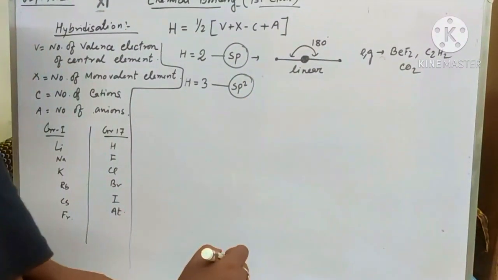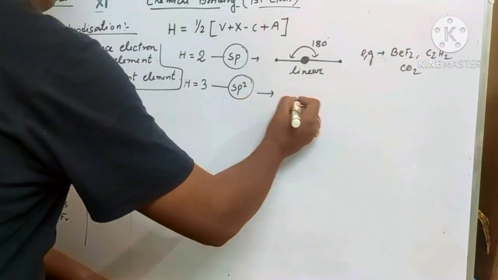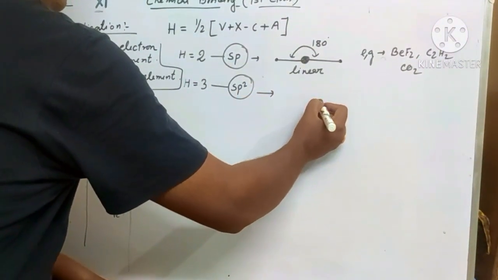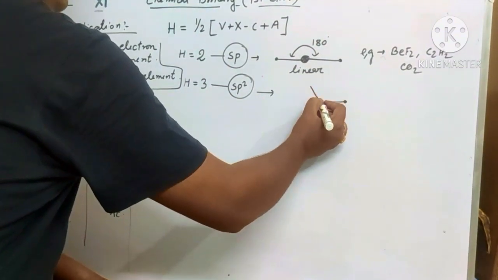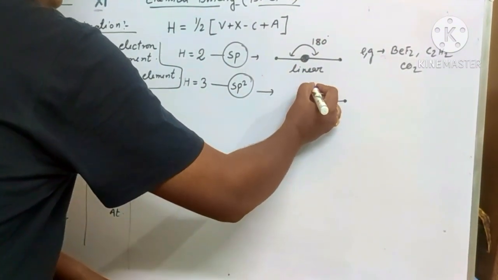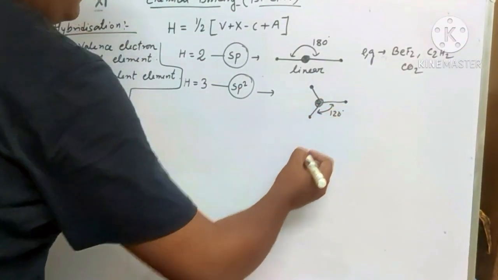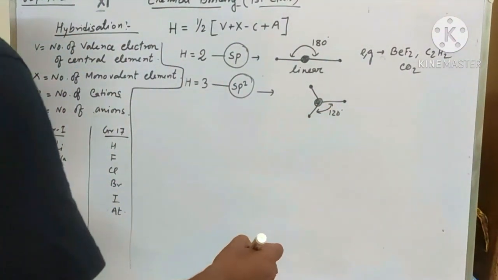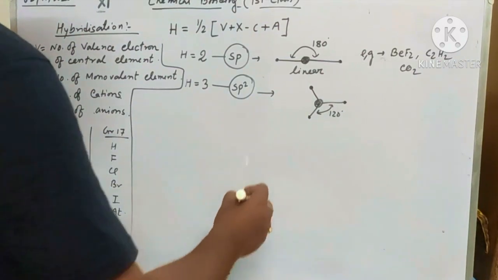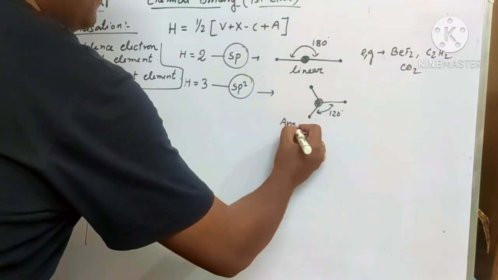hybridization is sp2. Okay. So the structure is: the central element is combined with 3 elements. The bond angle between them is 120. The central element is combined with the 3 elements, and the structure of it is angular planar.